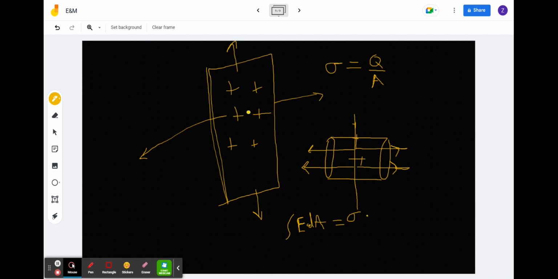Now, if I look at it from the front, it's going to be a circle. So if we have an arbitrary radius r, it's going to be pi r squared, right? That's the area that we're cutting out, divided by epsilon naught. Now, once again, our E here is going to be a constant, and we're taking our dA, is equal to this value.